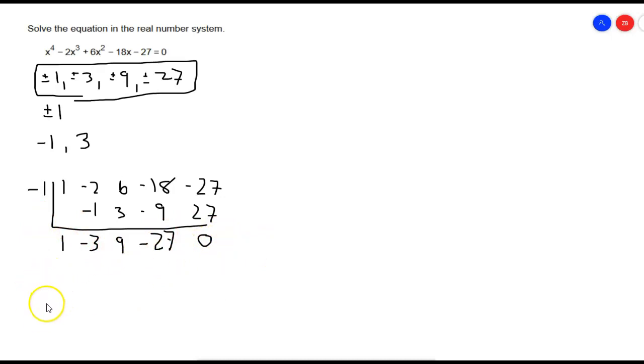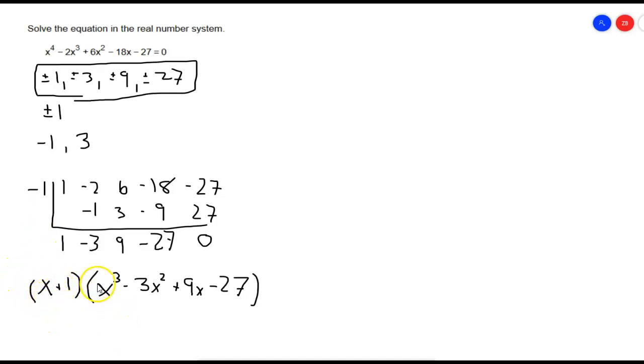What this means is that we just factored out that negative 1, so that gives us a factor of x plus 1. The remaining polynomial after we factor out that x plus 1 is going to be this one right here, with 1 less exponent: 1x cubed minus 3x squared plus 9x minus 27. So we were able to find a factor by using the rational zero theorem and then synthetic division.